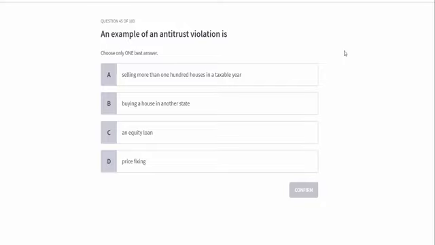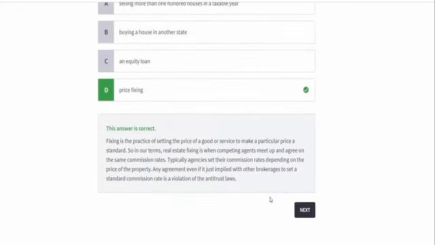Alrighty, so we already actually talked about this earlier. If you guys have been paying attention, we talked about price fixing. We gave some examples, and that is our correct answer for this one. Price fixing is the practice of setting the price of a good or service to make a particular price a standard. In our terms, price fixing is when competing agents meet up and agree on the same commission rates. Typically, agencies set their commission rates depending on the price of the property. Any agreement, even if it is just implied with another brokerage, to set a standard commission rate is a violation of the antitrust laws.